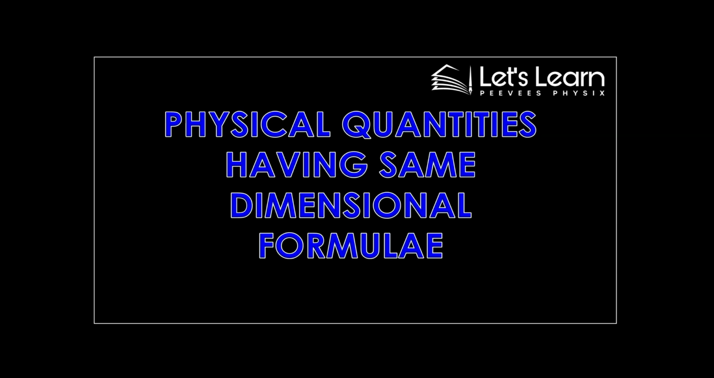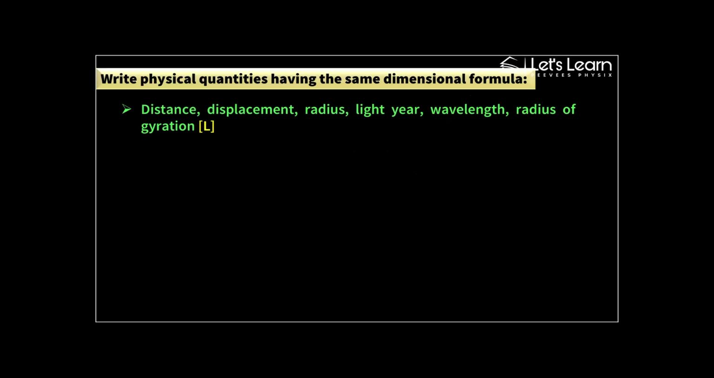Next, we move on to physical quantities having the same dimensional formula. You need to remember them. Distance, displacement, radius, light year, wavelength, radius of gyration, all of them are distances, so they have the same dimension L. Speed, velocity, velocity of light, etc. have dimension L T to the power of -1.